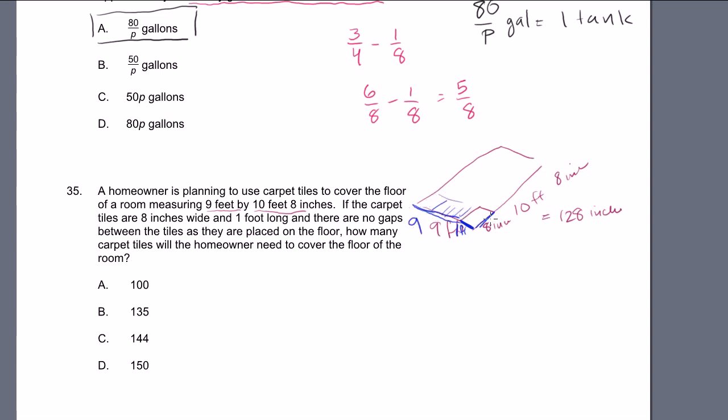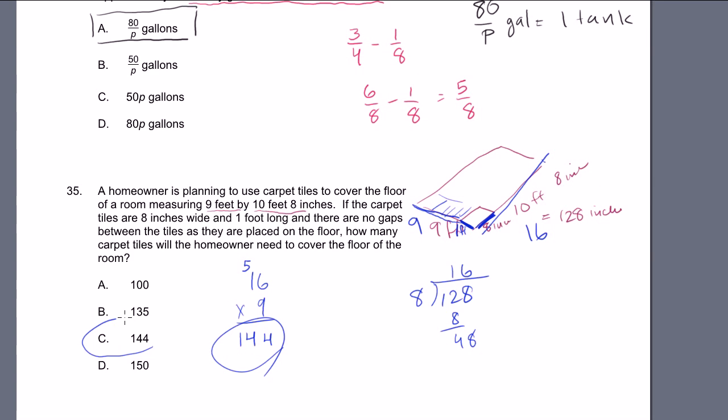And then how many tiles in this direction? It's 8 inches, and we have a total of 128 inches. So how many times does 8 go into 128? 8 goes into 12 once. 1 times 8 is 8. 48. 8 goes into 48 6 times. So you'll have 16 tiles in that direction. 9 tiles here, and on the width, 16 tiles in the length. So we're going to have 16 times 9 tiles. 6 times 9 is 54. 1 times 9 is 9, plus 5 is 14. So we're going to need 144 tiles. So that's choice C.